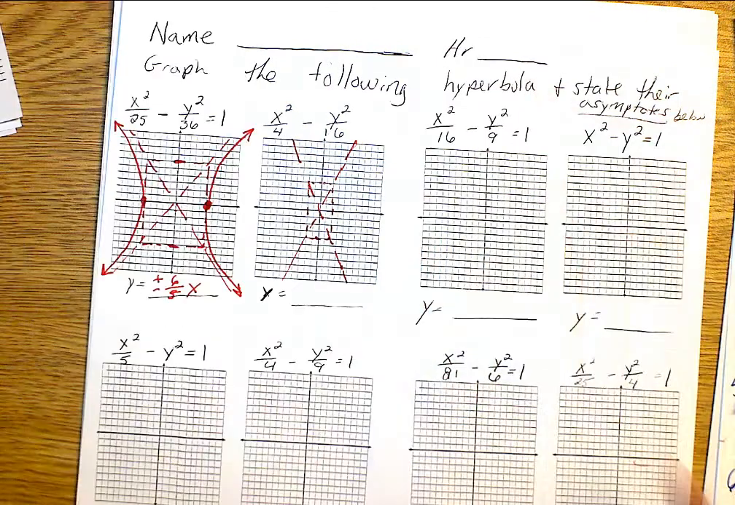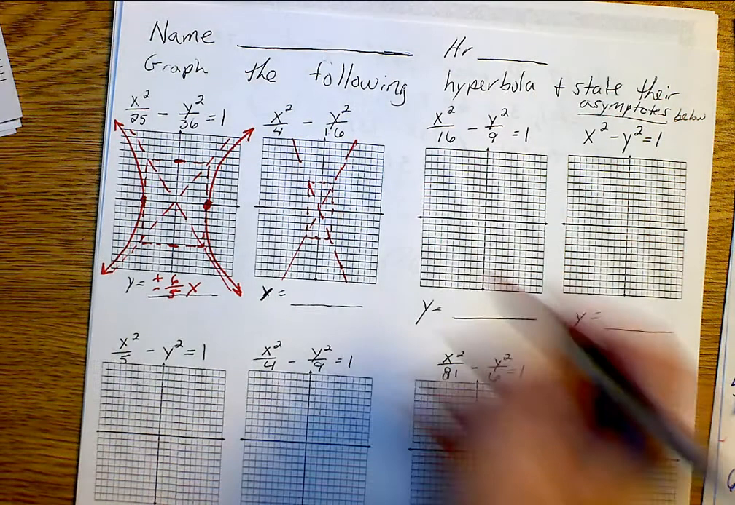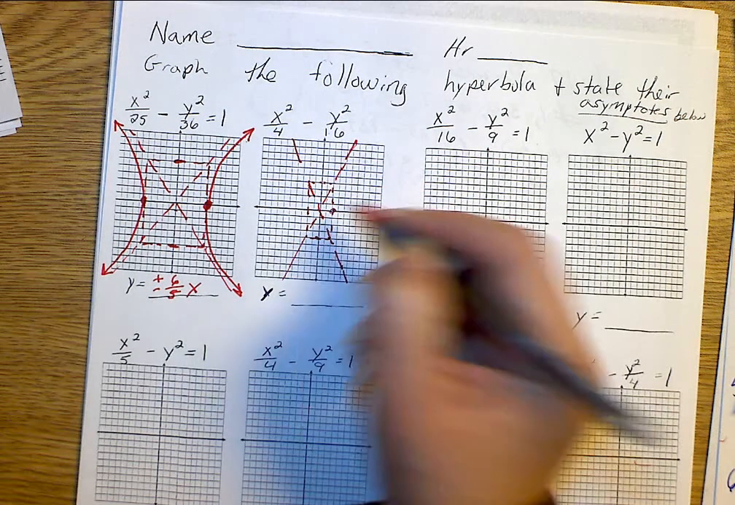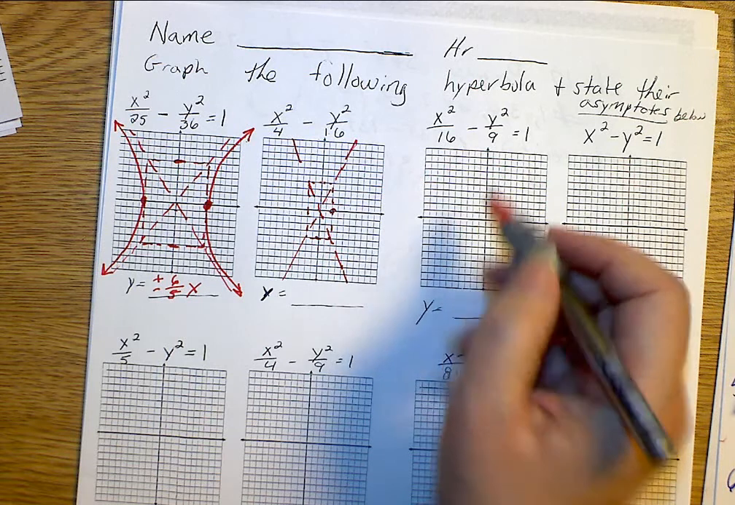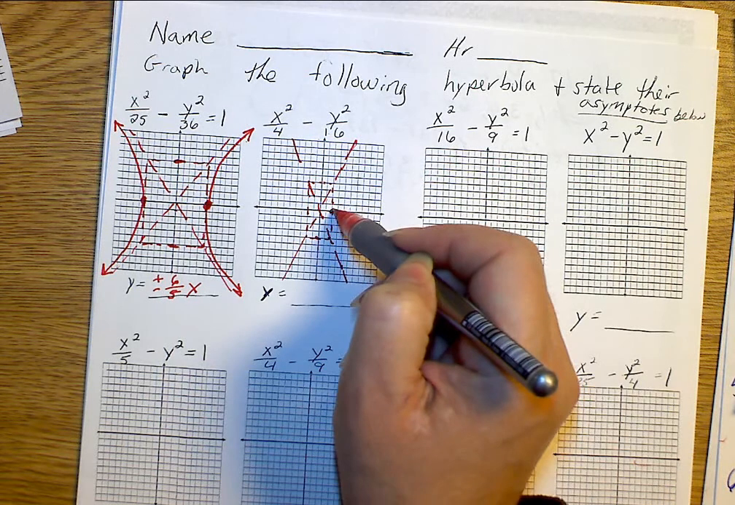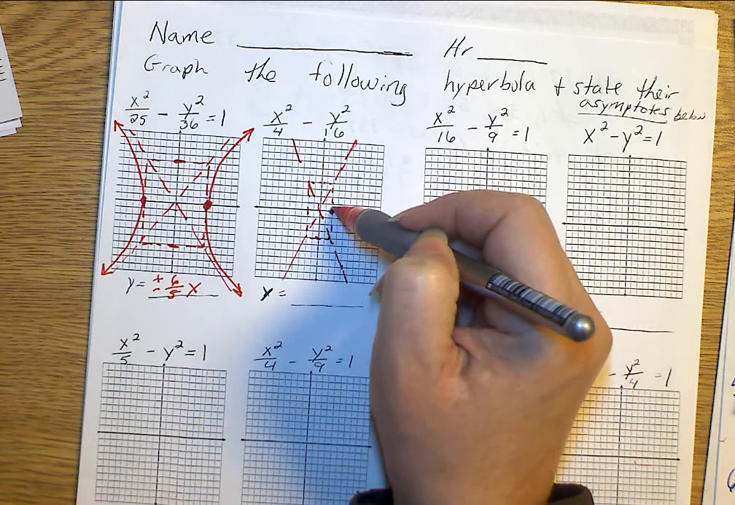And then remember your vertex. Ladies and gentlemen, remember there's no side conversating. Your vertex right here is where we start and we follow our asymptotes.